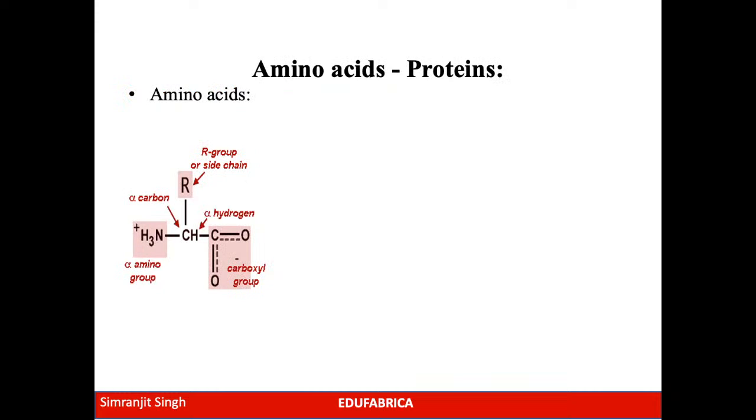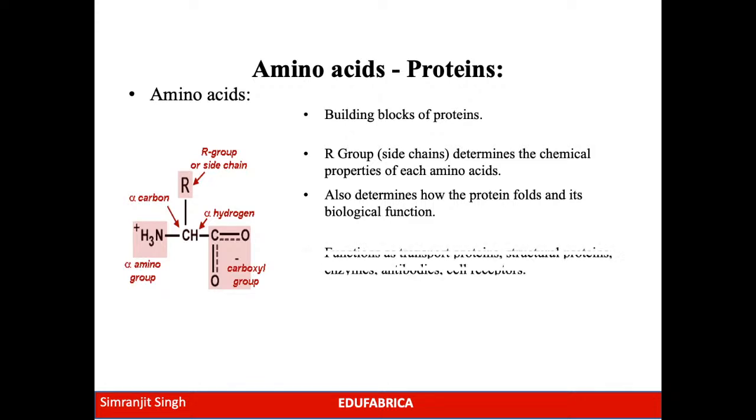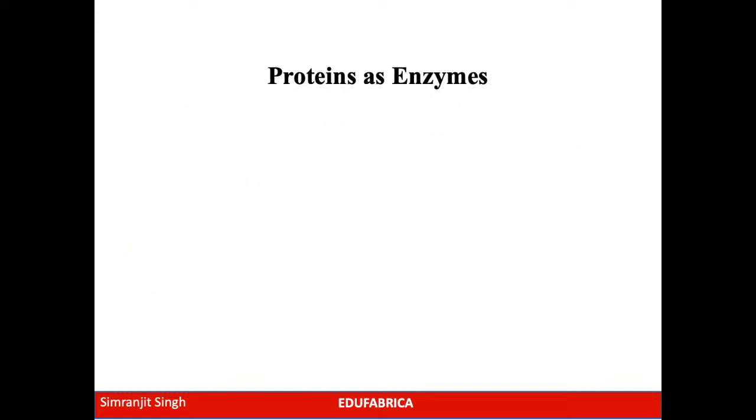And amino acids are the basic building blocks of proteins, having an alkyl group, an amino group, and a carboxylic group. And the carbon present at the center is the alpha carbon. So for the building blocks of proteins, the alkyl group determines the chemical properties of each amino acid and also determines how proteins will fold. It basically determines the biological function. Proteins function as transport proteins, structural proteins, enzymes, antibodies, cell receptors; they have many functions.